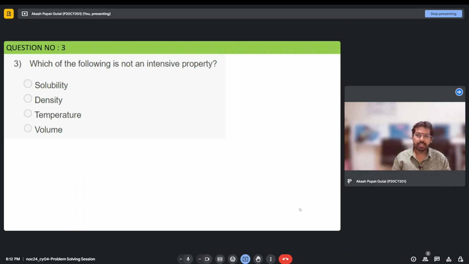Temperature will be an intensive property. Density will be an intensive property. Solubility will also be an intensive property. The property which is not intensive is the volume. The only quantity which is not an intensive property is the volume.